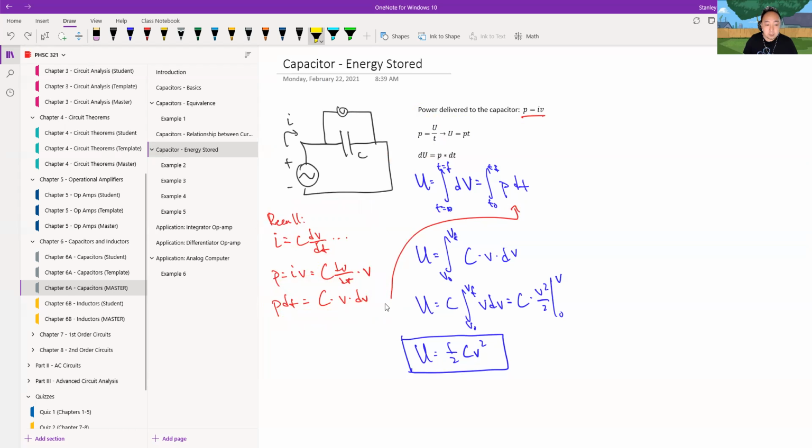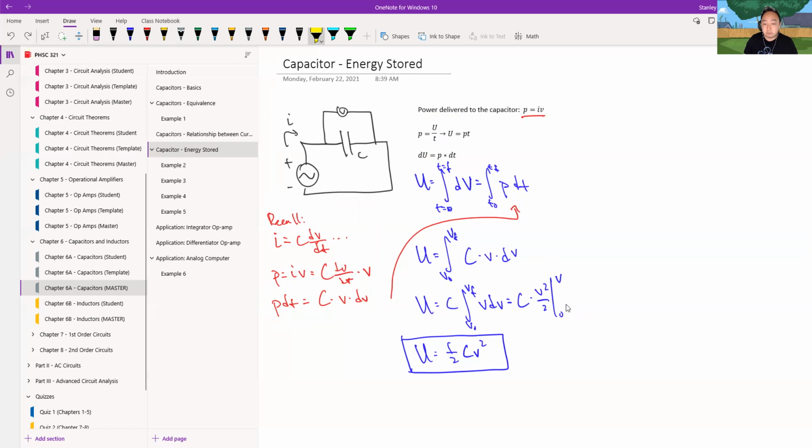We can take this final result and plug it into p dt. So instead of integrating p dt, you integrate the substitute terms: U, your energy, is equal to the integral of C times V times dV. We can move out whatever terms aren't part of this integral, so C goes out front. When we integrate this term, you end up with V squared over 2, from 0 to some final voltage.